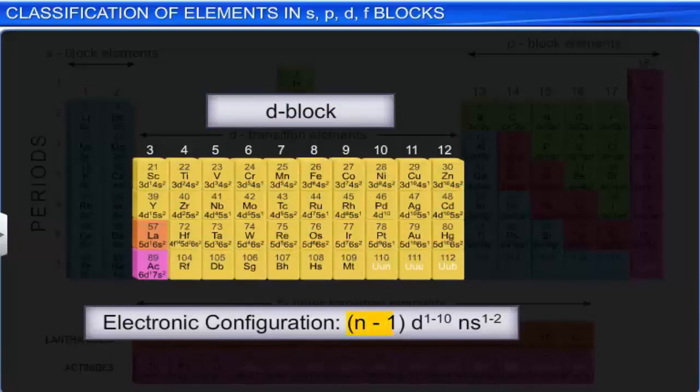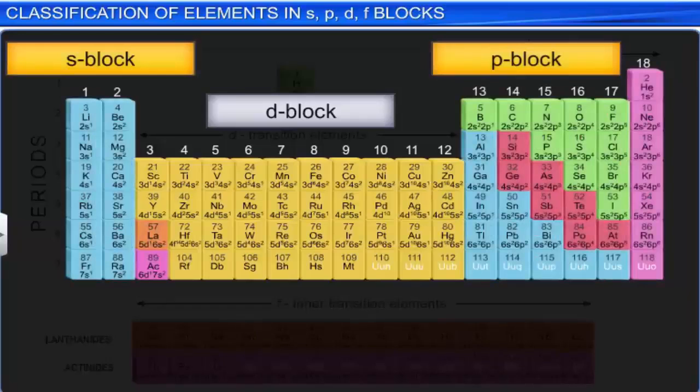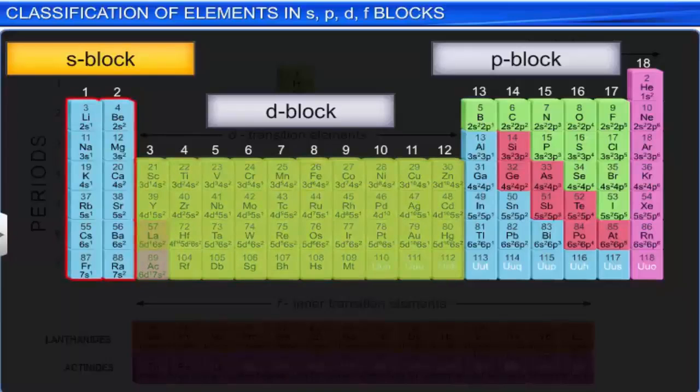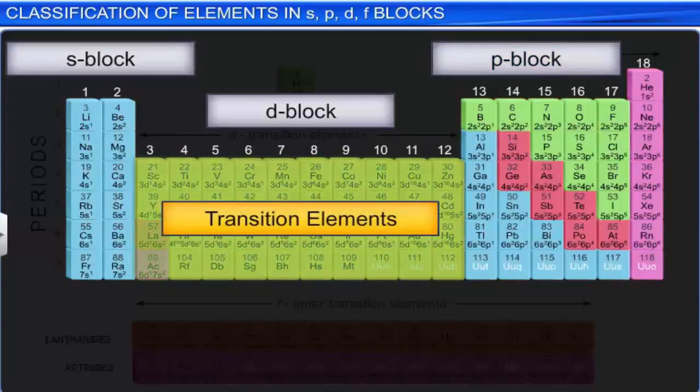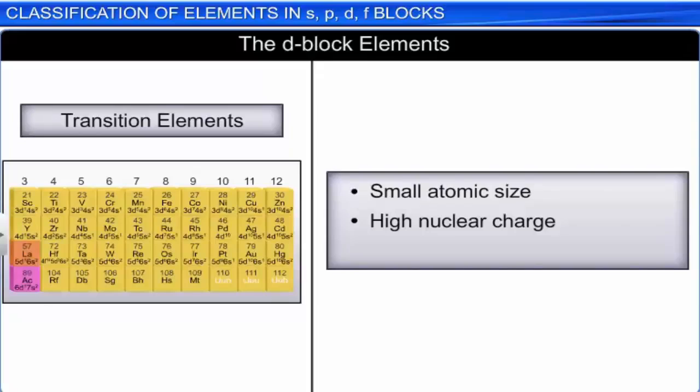The d-block elements are placed between the s and p-block elements. They exhibit the transitional or intermediate behavior between the more active metals in S block and less active elements in the p block, and are hence called transition elements. Small size of atom, high nuclear charge and unpaired electrons in d orbitals impart characteristic properties to the transition elements. These properties are: all the transition elements are metals, and they exhibit variable oxidation states.